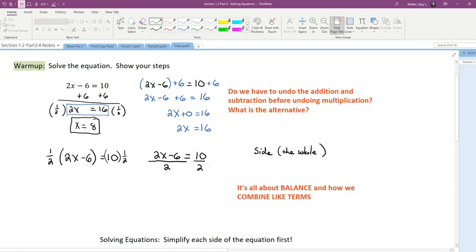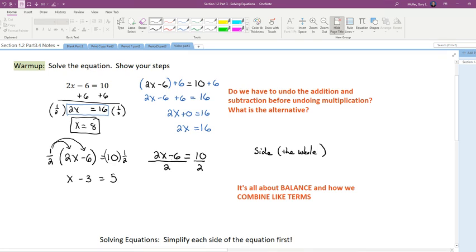Okay, now order of operations says if I want to simplify this left side, I have to do the distributive property. So I do 1/2 times the 2 and the 1/2 times the -6. So that gives me x minus 3 equals, and then half of 10 is 5.